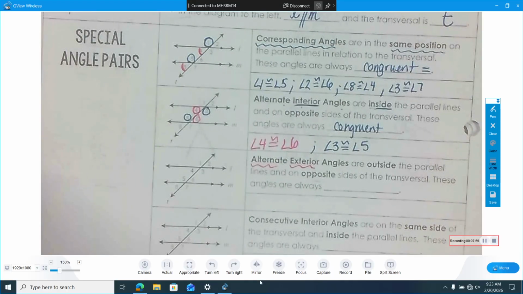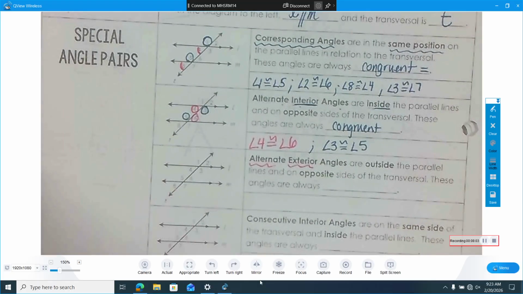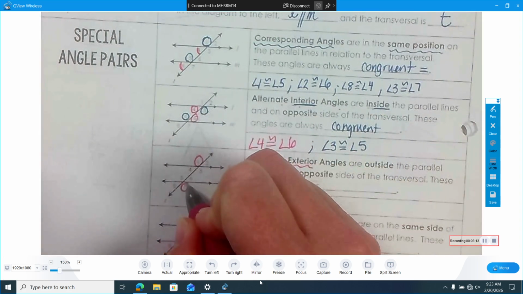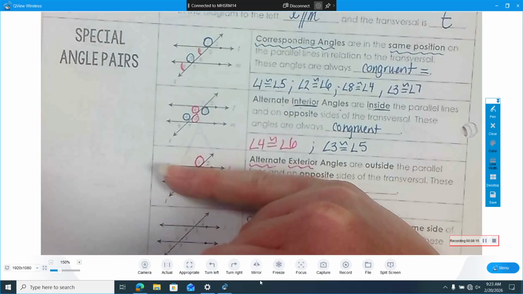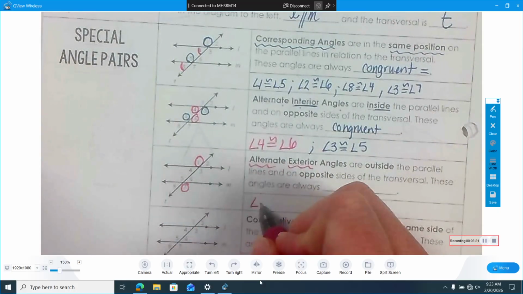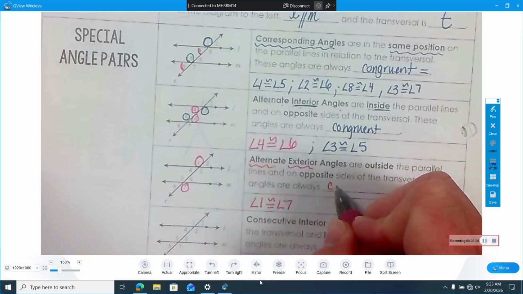All right. What do you think, give me an alternate exterior pair. Alternate and exterior. What do you think? 1 and 7. Very good. Yeah. Alternate exterior. So they're outside those parallel lines. They're on the outsides of the parallel lines, and they're on opposite sides. So angle 1 is congruent to angle 7.